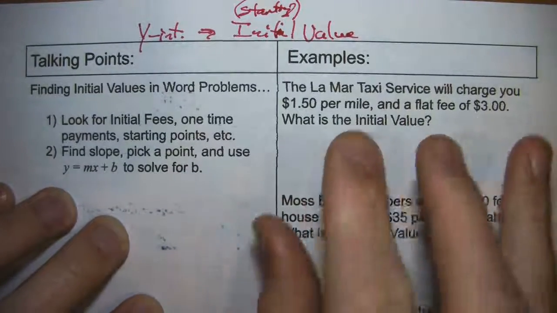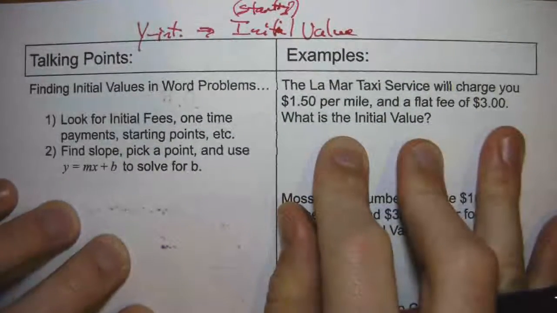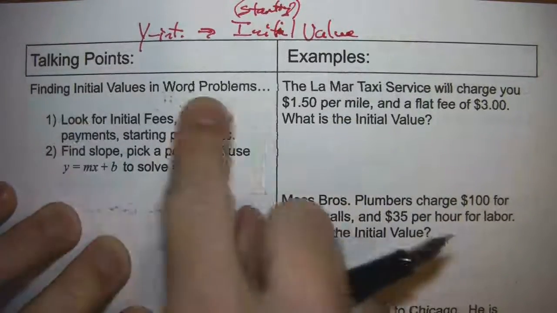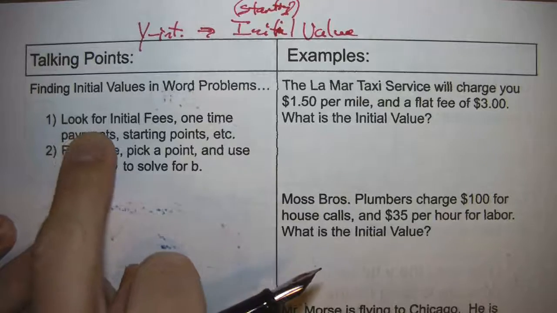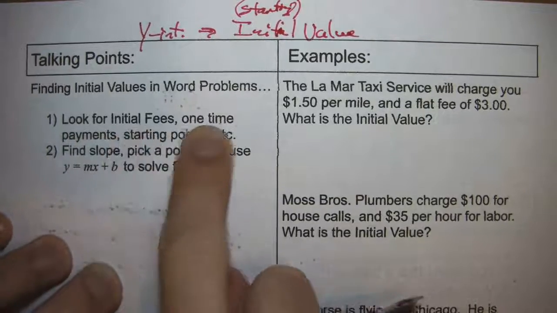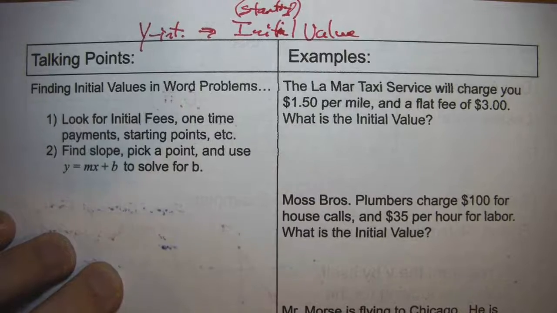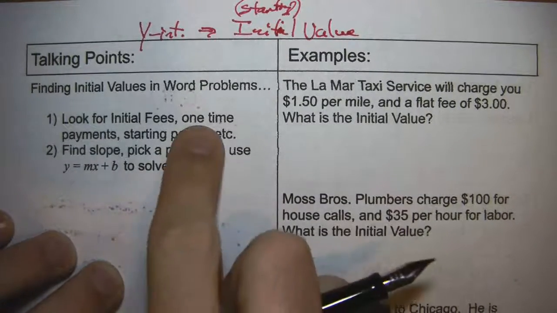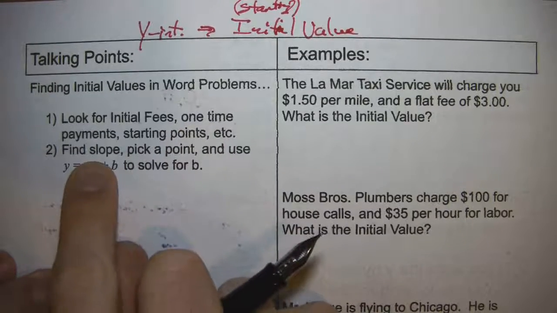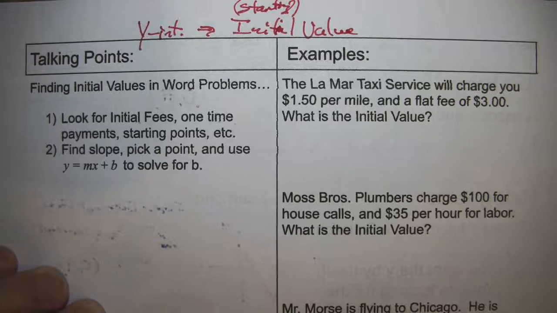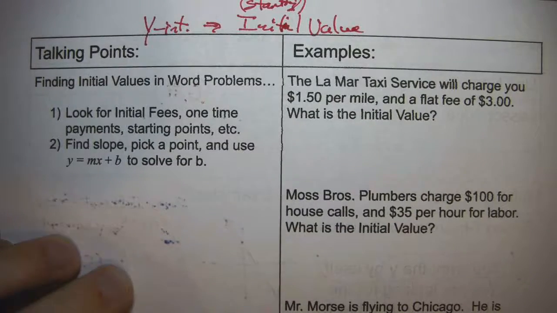Now, in some situations, when you are looking at a word problem, they're going to come right out and tell you. So when we're finding those initial values, one way to do it is just to look for something that's called an initial fee, one-time payment, a starting point, things like that. And that's going to clue you in and let you know, well, there it is, and we don't have to worry about it. If you aren't told, all right, well, then you'll probably need a slope. You'll need to pick a point and use our formula that we've done before to find that y-intercept. So let's go through a few examples.